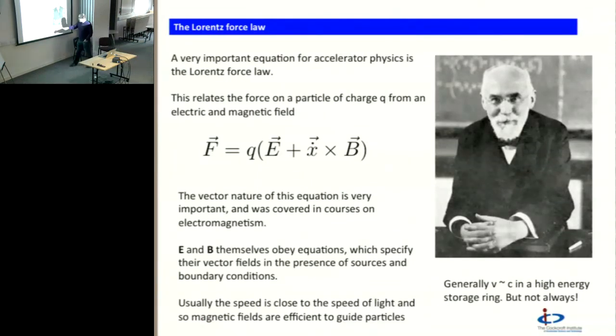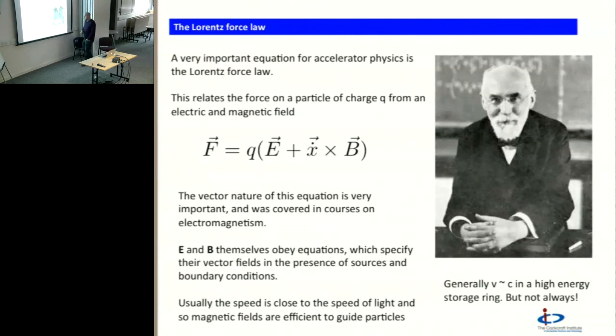Now, E and B, of course, are fields which are specified by equations in the presence of sources and boundary conditions. That would be the job of the magnet course to do that. So we're going to always assume E and B are given, and we look at the consequences on the motion using this equation. Other courses will find the E's and the B's using magnet design or something like this.